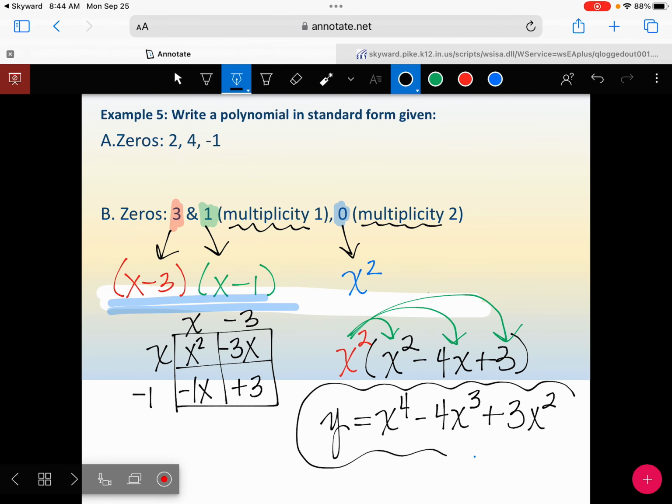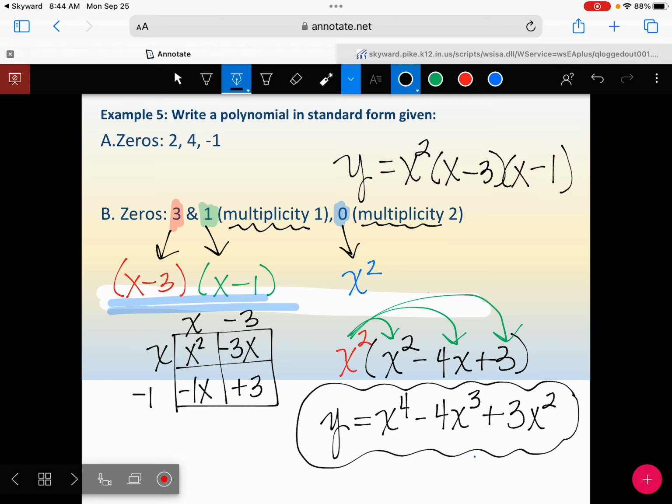So that is your standard form equation. Your factor form, they didn't ask for it, but I'm going to give it to you. If they ask you for factor form, this would be factor form. And the order that you put your factors, it doesn't matter. So the x squared could also be at the end.